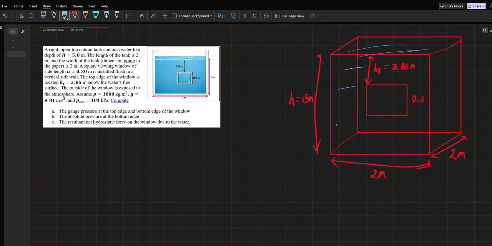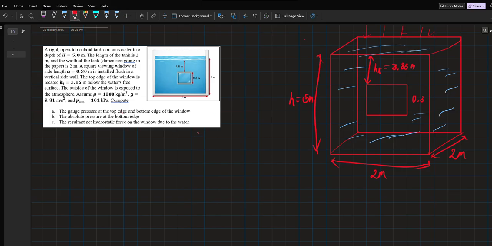Okay. Then the outside of the window is exposed to the atmosphere, so you can get air pressure from the top. And these are the constants: the density of the water, the acceleration due to gravity, and the atmospheric pressure, which is 101 kilopascal, the SI unit of pressure. All these things are given to us. Now, before moving on, the first question asks to find the gauge pressure at the top edge.